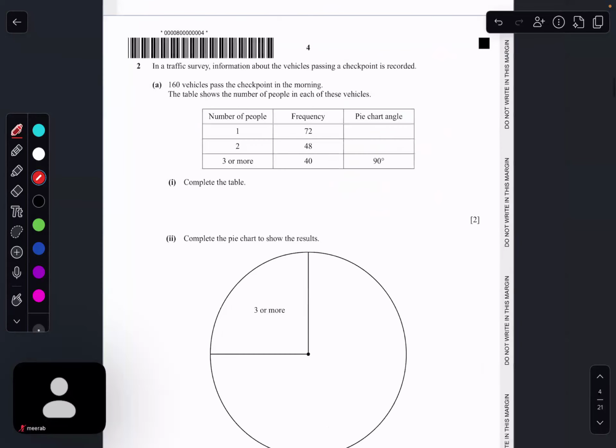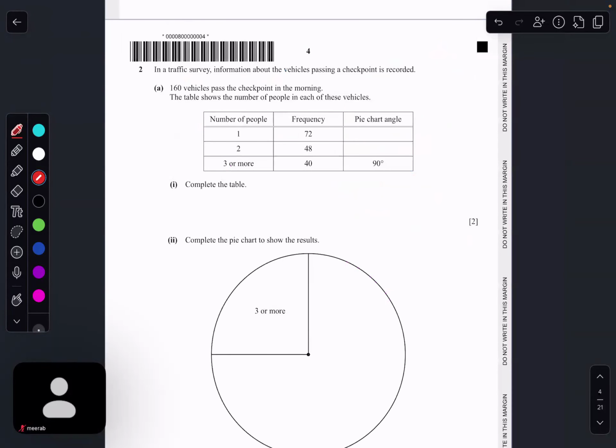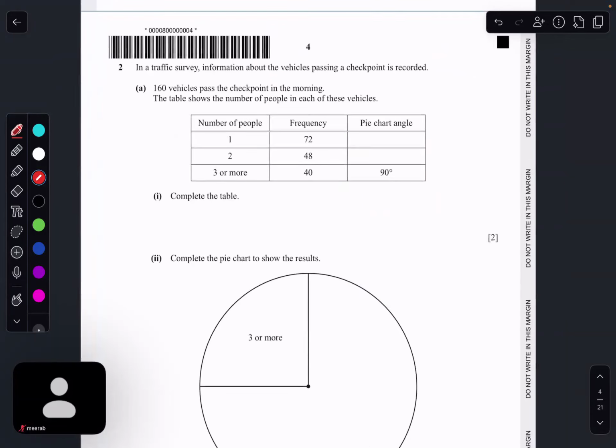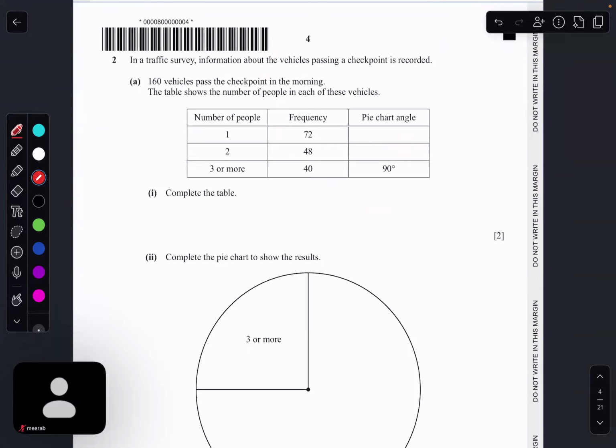Question number 2. In the traffic survey, information about the vehicles passing a checkpoint is recorded. 160 vehicles pass the checkpoint in the morning. The table shows the number of people in each of these vehicles. Number of people, 1. Frequency, 72. So there are 72 vehicles having just a single person. And then there are 48 vehicles having 2 people.